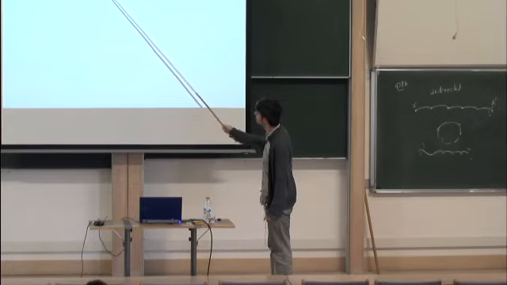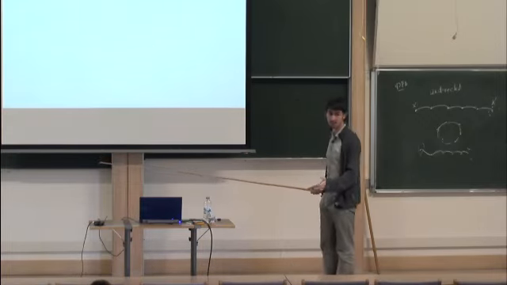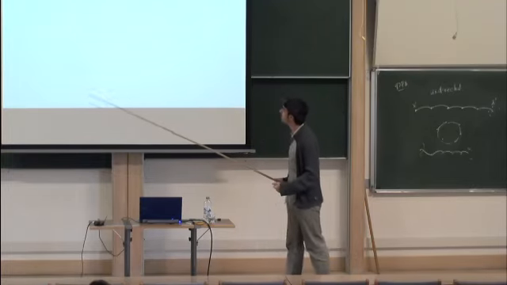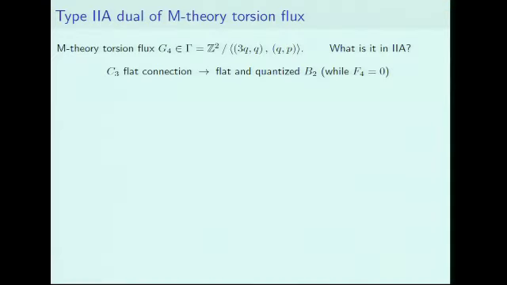So if you have pure torsion, the flux is 0. Torsion can be understood as a flat connection for the C3 potential. So in particular, when we do the reduction to type IIA, the flux form is 0. However, this flat connection ends up being a flat B2, so some flat connection for the Neveu-Schwarz potential. And it turns out also to be quantized, just because we started with something that was quantized.